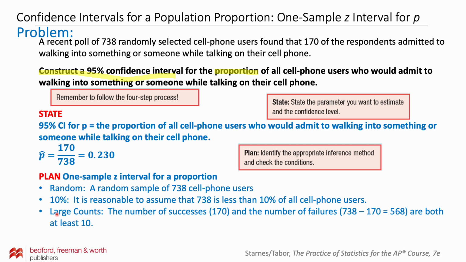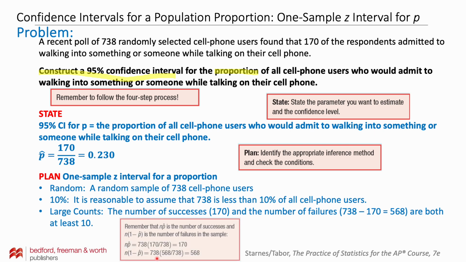So because this is a proportion, we need to check large counts. And the large counts, remember, it's n times p hat because we don't have the true proportion. So we're using the statistic here. 738 times 0.230, and we get 170. And then n times 1 minus p hat, which we get 568. And both are at least 10. So it satisfies all three conditions.